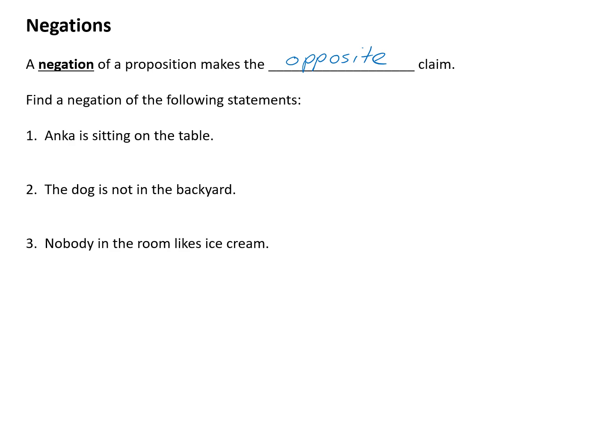Let's find the negation of the following. Anka is sitting on the table. Well, that's a claim that she's sitting on the table. If I wanted to make the opposite claim, I could simply put not in there. Anka is not sitting on the table. By putting not in, I'm making the opposite claim. Not is a great way in the English language to make an opposing claim. Putting the not in front of the verb is a great way to do that.